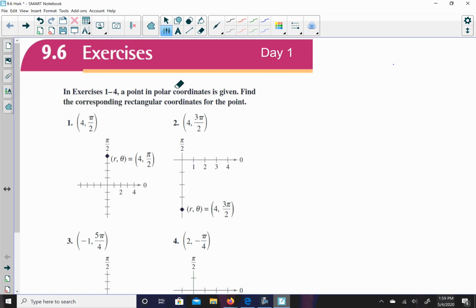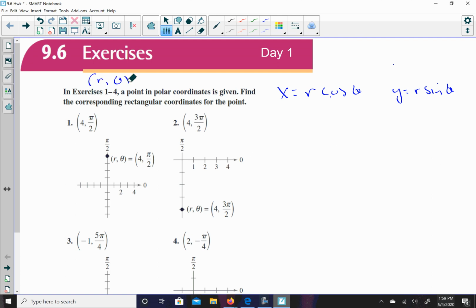So in exercises 1 through 4, they want you to find the point in polar coordinates. The point is given to you in polar coordinates. They want you to find the corresponding rectangular point. So we're going to use the formula that says x is equal to r times the cosine of theta, and y is equal to r times the sine of theta. So that's what we're going to use for each one of these. Remember, when we have polar coordinates, they come in the form of the radius and then theta.